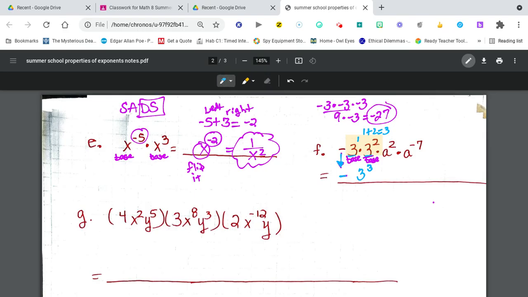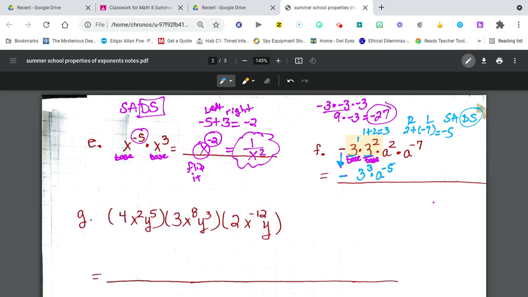And then instead of 2 A's, I can write 1 A and 2 plus -7. But this goes to the right and this goes to the left. They're in different directions. So I'm going to subtract. I get -5, okay?